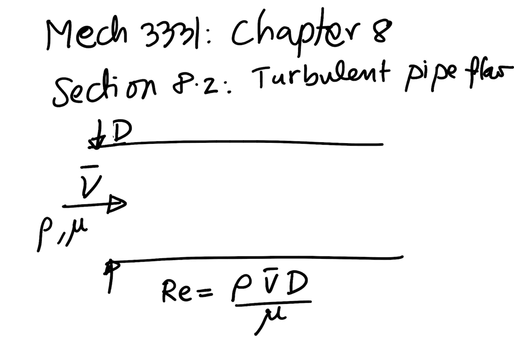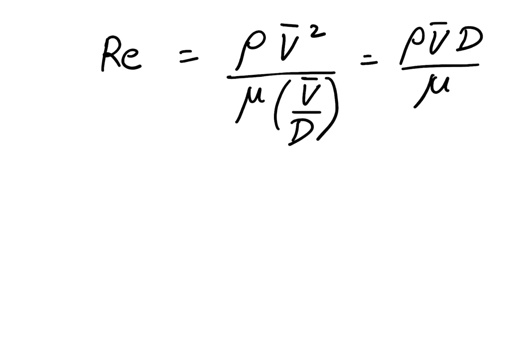Now, based on these quantities, rho v d over mu, one could calculate what is known as the Reynolds number that compares the inertial forces on the fluid compared to the viscous forces. Now, I can write the Reynolds number, which is rho v d over mu, as rho v squared divided by mu times velocity divided by d. Now, what is rho v squared?